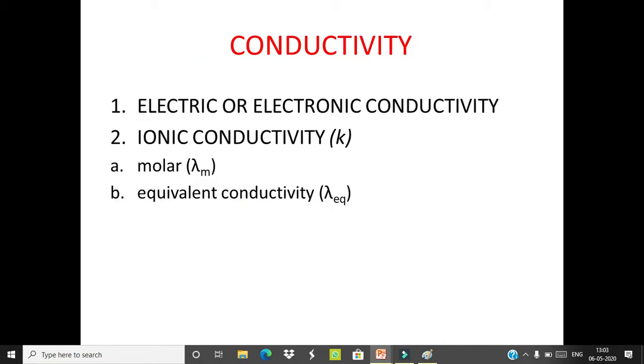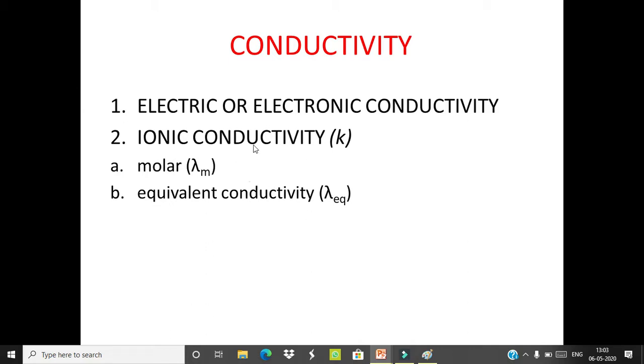Okay, now we see the types of conductivity. So basically conductivity is of two types. One is electric or electronic conductivity, and another is ionic conductivity. Electric conductivity is the conductivity that is present in a metallic wire. And what about ionic conductivity? It is a conductivity which is present in an ionic solution.